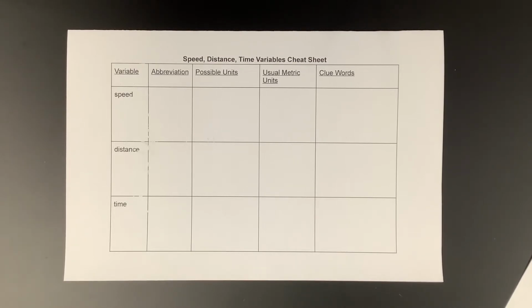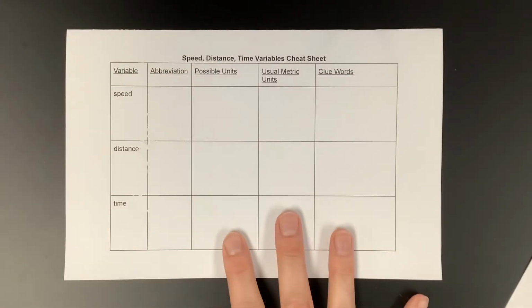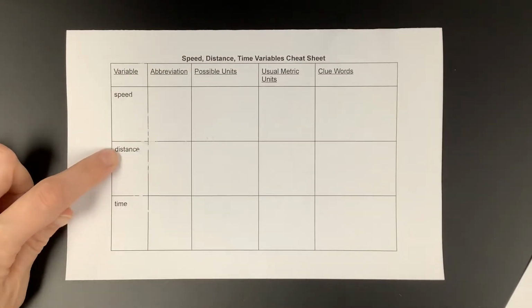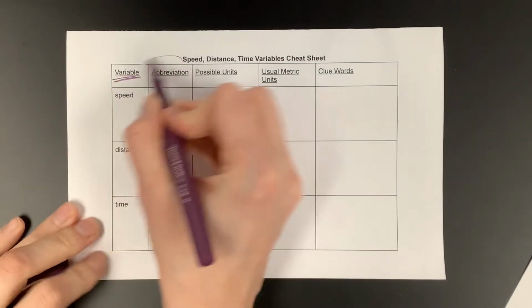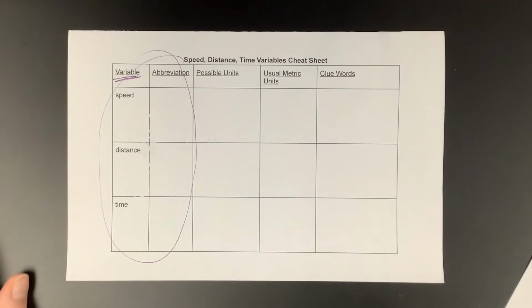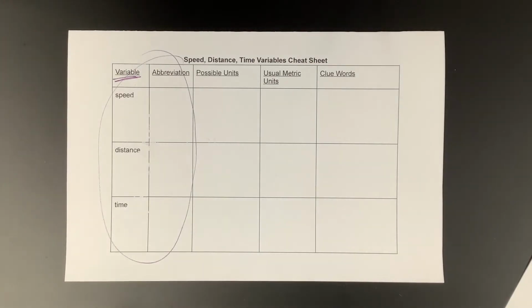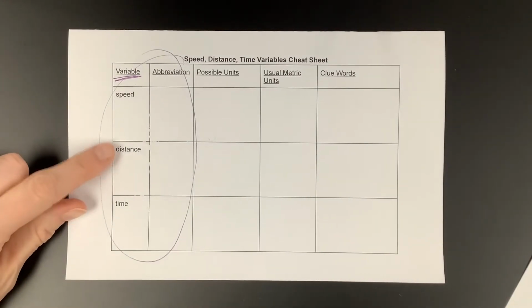Betty Sue. So this is a cheat sheet. We're going to start down here with distance. We're going to start right in the middle. Distance is the variable. So I do want to point out the difference between a variable and a unit. So a variable, right here, these are the variables. Variables are something that's measurable. What's measurable? We can measure distance.